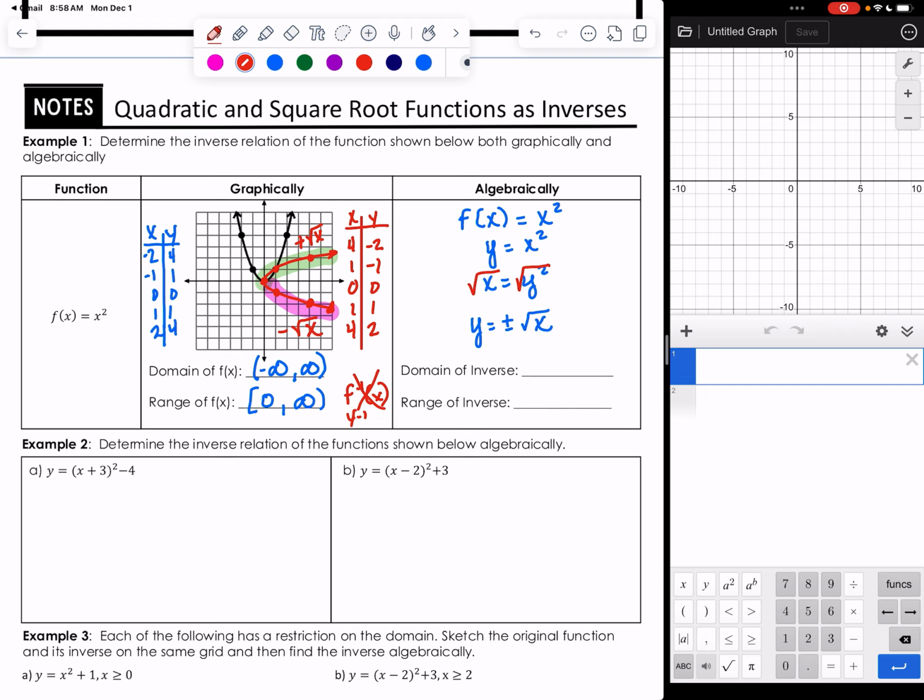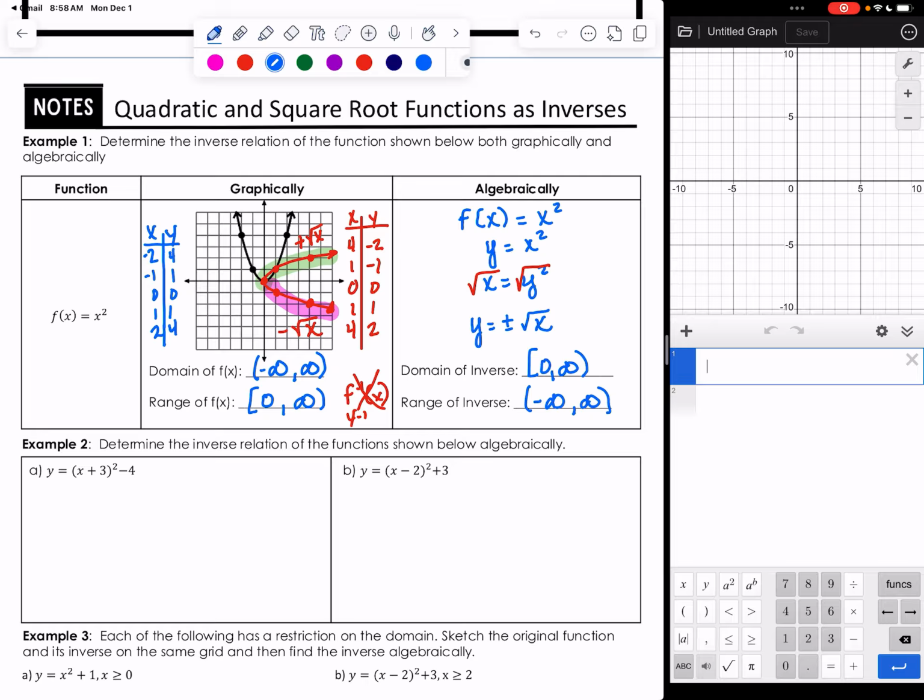Now, the domain of the inverse is going to be 0 to infinity, and the range will be negative infinity to positive infinity. Now, one thing I want to point out is that for inverses, not only do x and y switch places, the domain and range switch places.